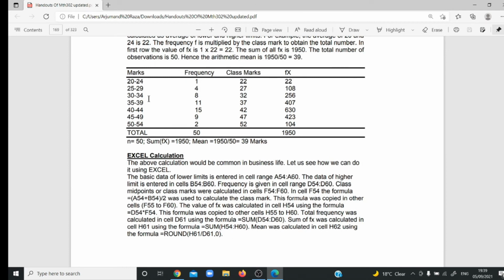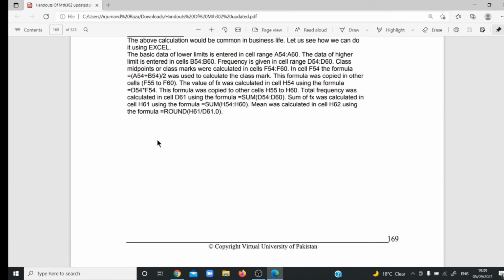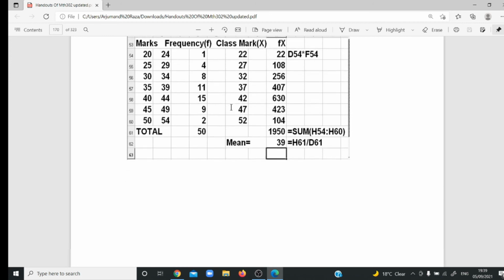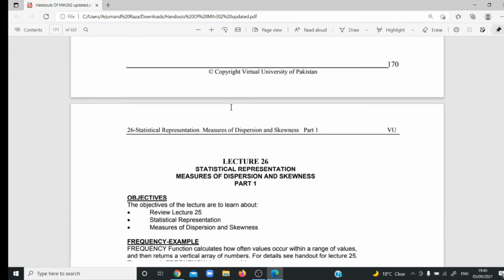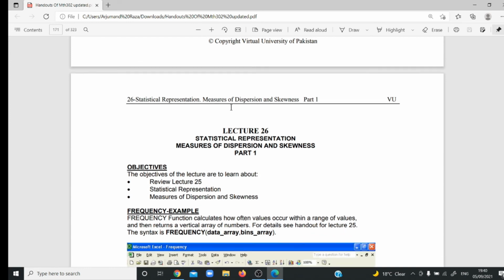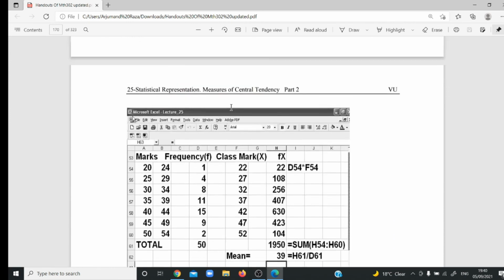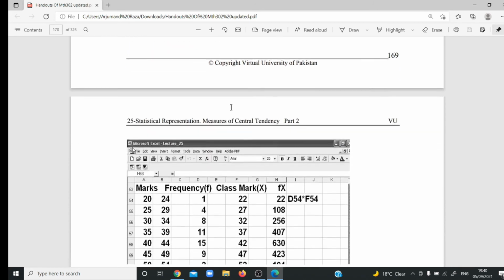For calculating the arithmetic mean in Excel, don't forget to multiply this first by using the sum formula: sum bracket fx. Once you write the formula equals sum bracket fx, you will get this at the end. The next thing is the equal sign and round, and then choose references from x bar. Okay, we have completed the whole lesson.